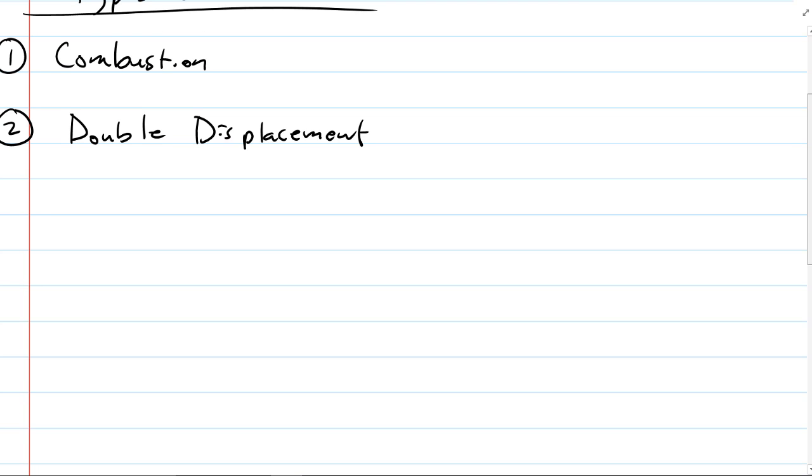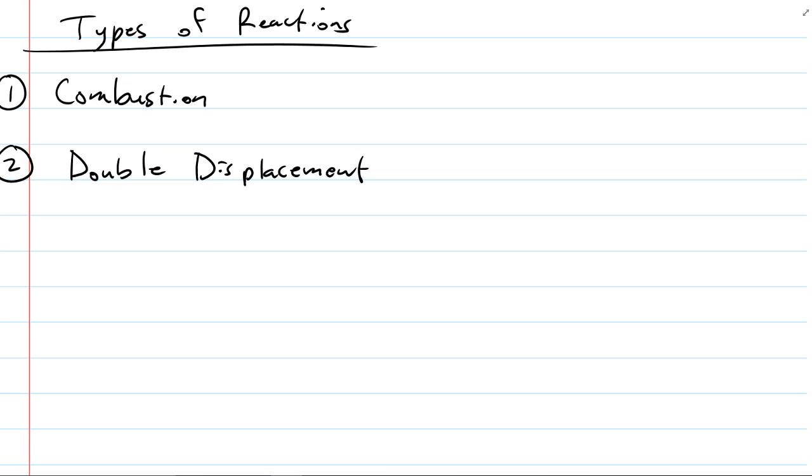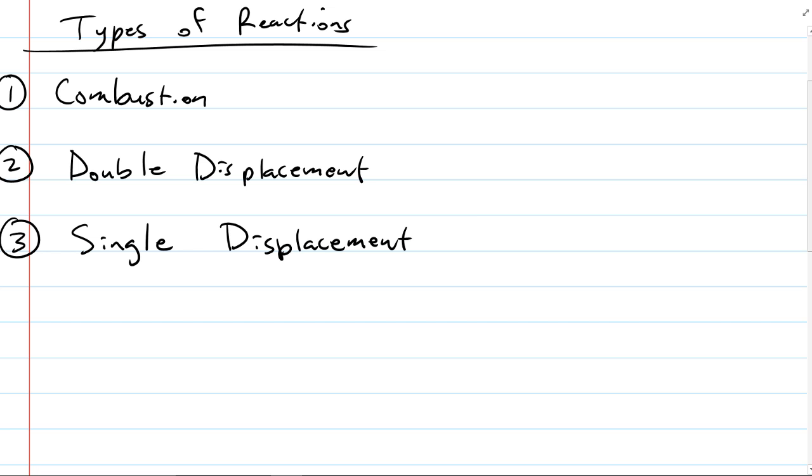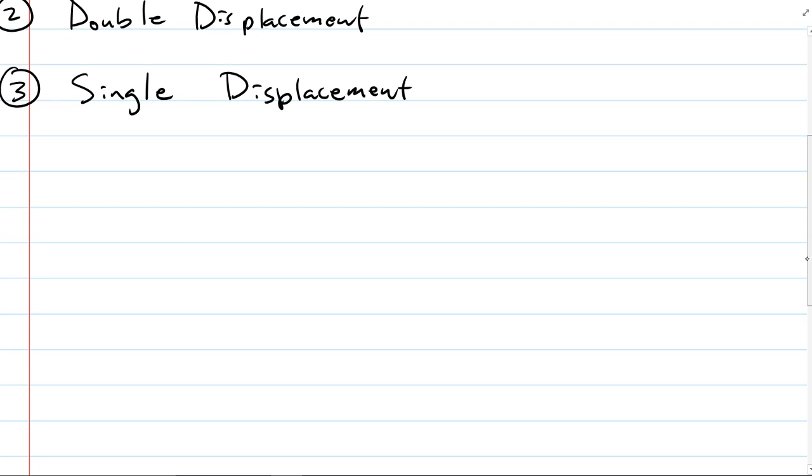But there are three other categories of reactions that we haven't covered, and for these three, you will only need to be able to identify the reaction type. You will not need to complete and balance. So again, only for these first two will you need to be able to complete and balance. The last three are single displacement, and then we'll skip down a bit.